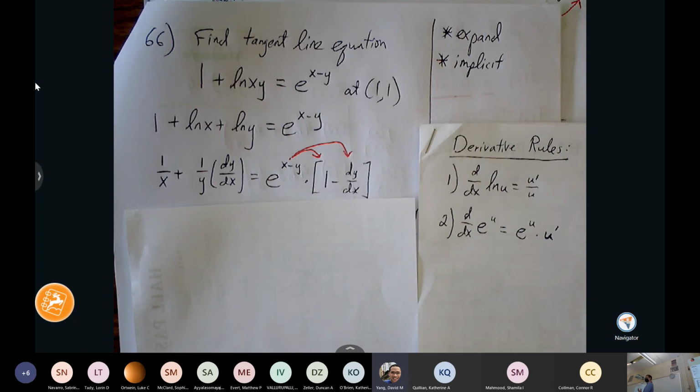The rest of it is trying to move things around to get dy/dx by itself. But things are not easy to move the way that it stands because the dy/dx that we want to move is stuck inside this bracket. So we have to distribute that term e to the x minus y through first. Once we distribute through, then we're going to have 4 independent terms, and then we can start moving the terms around. dy/dx on the left, everything else on the right.